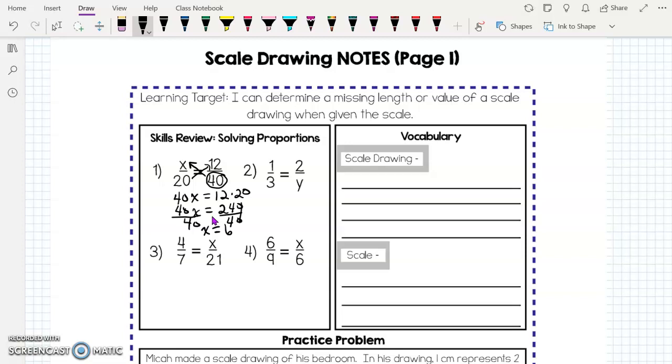Okay, do the same thing for number 2. Let's cross multiply. 3 times 2 is 6. 1 times y is y, so here the solution is actually y equals 6. Again, let's do this for number 3. Same thing. We're going to multiply 21 times 4. 21 times 4 is 84. 7 times x is 7x. Then to solve the equation, we need to undo the multiplication by division again. So x equals 84 divided by 7, or 12.